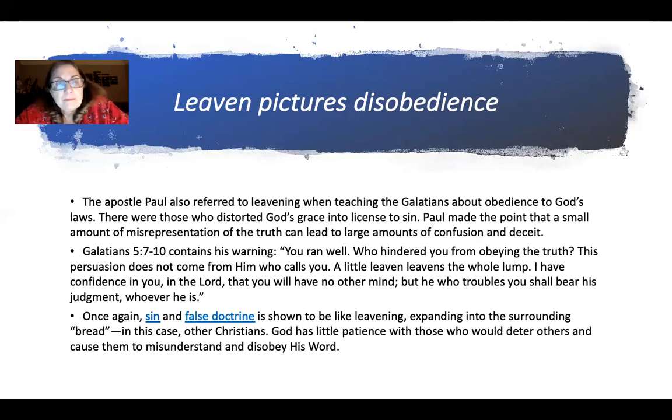And in another one of my symbols, we talk about the dough. The dough is the bread, which is the church or the congregation. So it expands in the dough, in this case, other Christians. And God has little patience with those who would deter others and cause them to misunderstand and obey his word. So not only is leaven a picture of sin in our lives that grows and grows and grows.